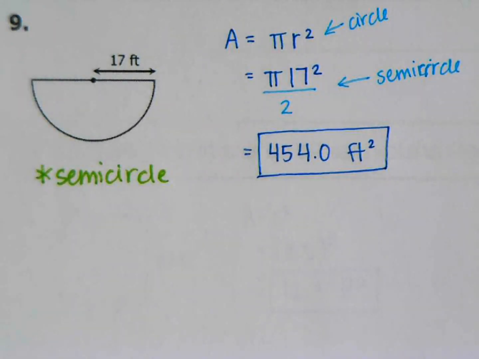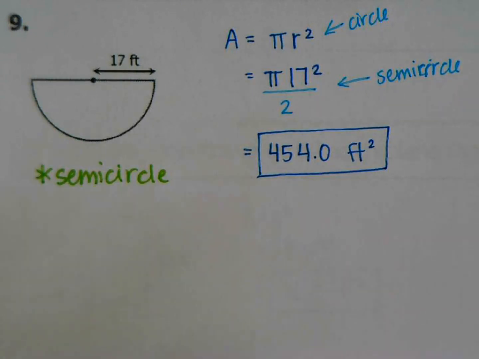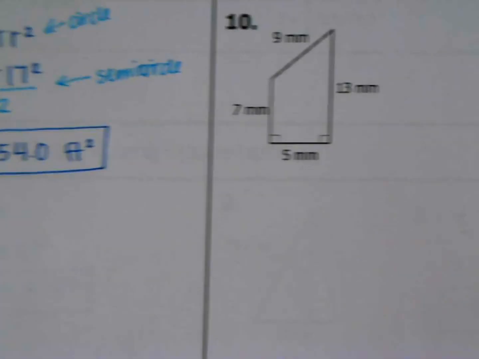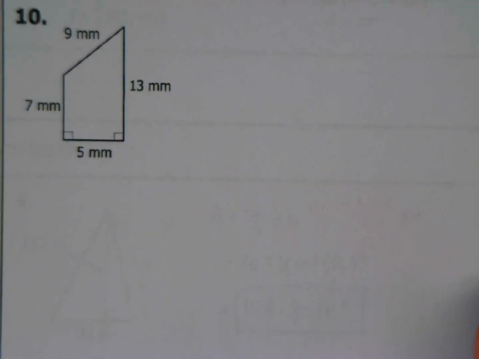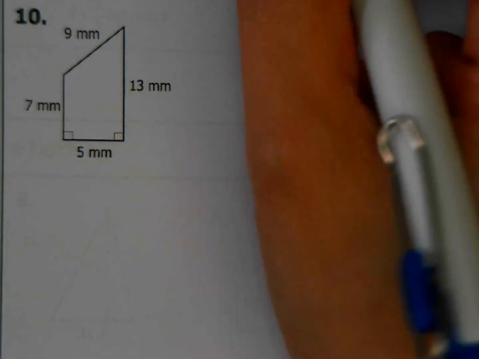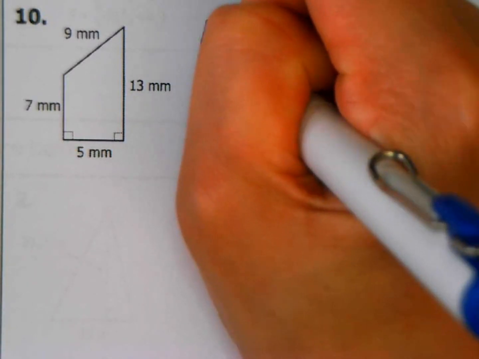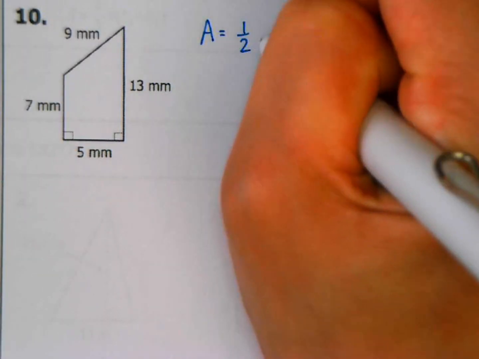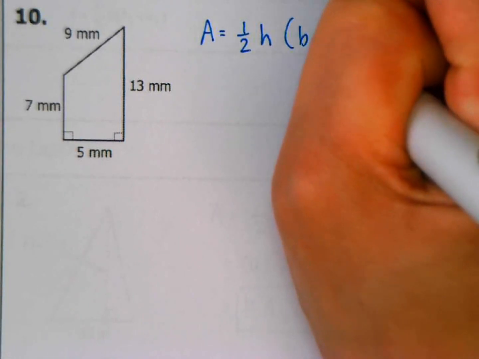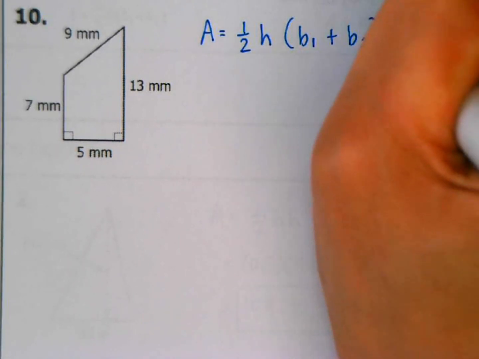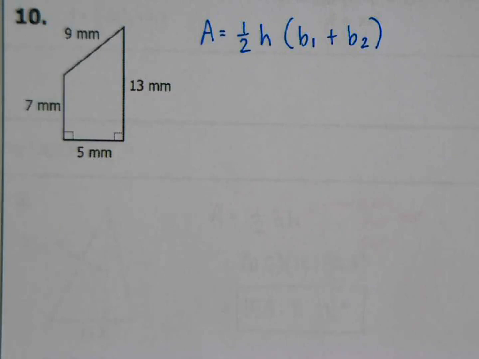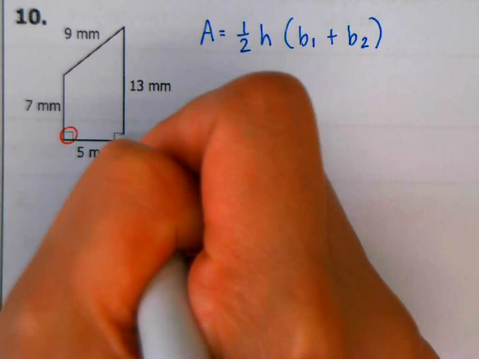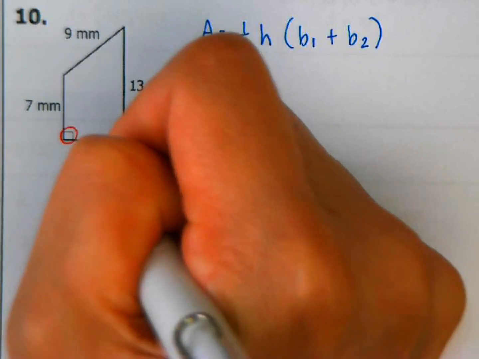All right. Trapezoid, trapezoid. Here we go. Area is going to equal 1/2 times the height times base 1 plus base 2. Remember, the height makes a 90-degree angle with its bases. So that one right there is our height.